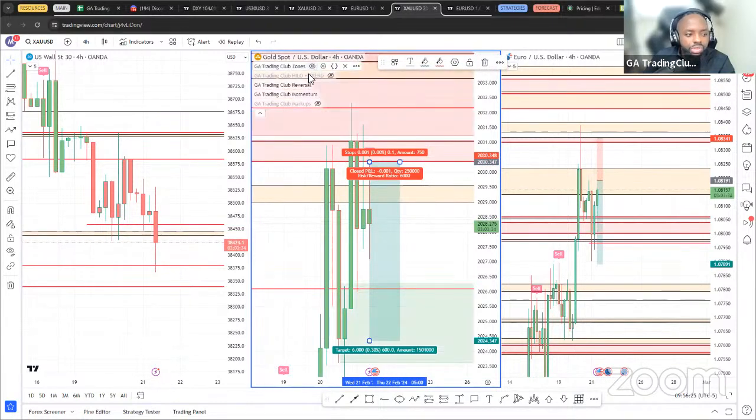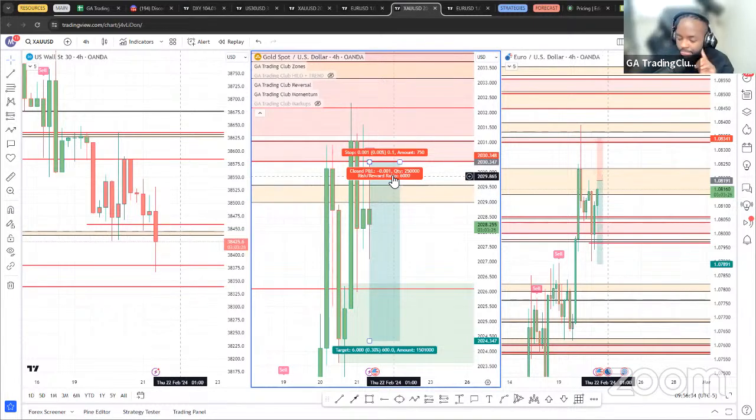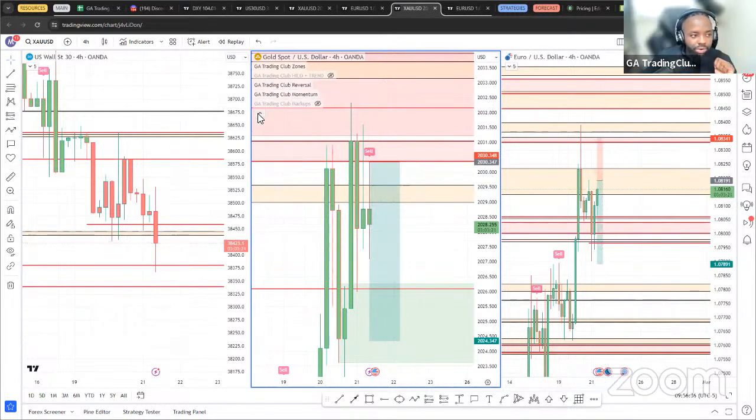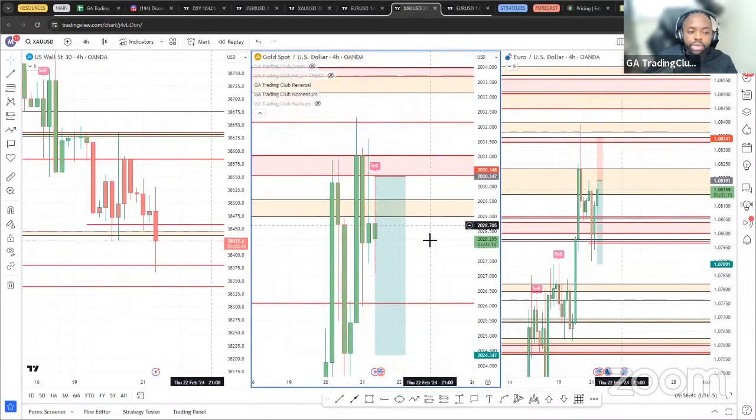And if you turn on the zones indicator, actually, yeah. And this trade, I actually would not have taken it. So if you guys remember yesterday, when we went over the zones indicator, right? We talked about, if you turn on the zones indicator, if you're looking to sell, you want to see sellers sitting in that region.